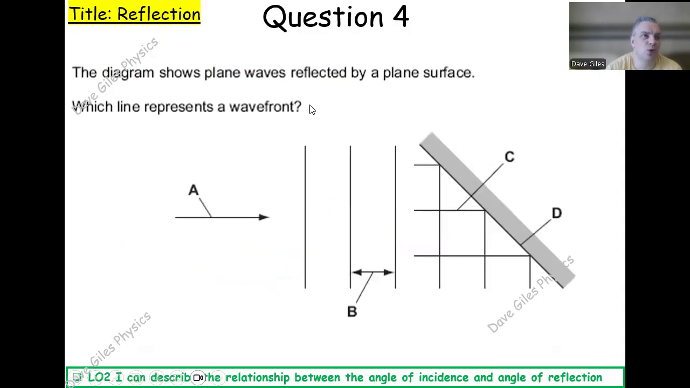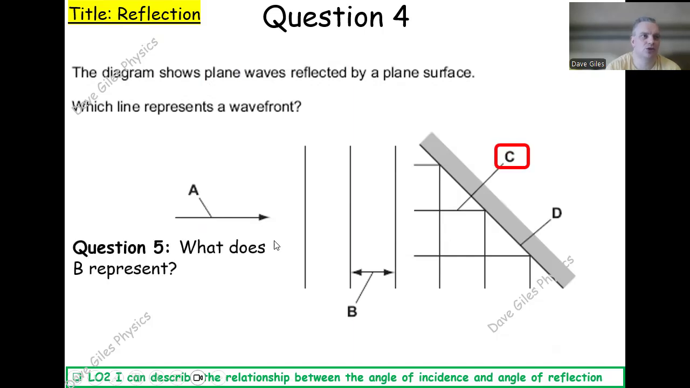And the diagram shows a plane wave reflected by a plane surface, which represents a wavefront. So a wavefront is these lines here, and the one pointing directly to that is C. Now, this wasn't part of the past paper question. However, I have added a little bit of an extension to this.